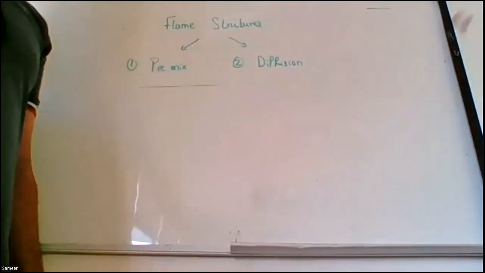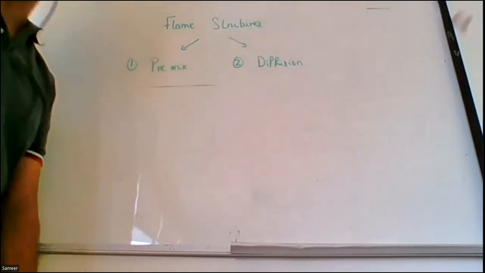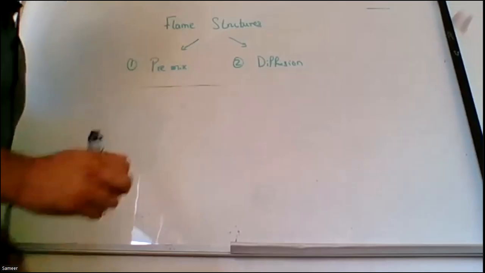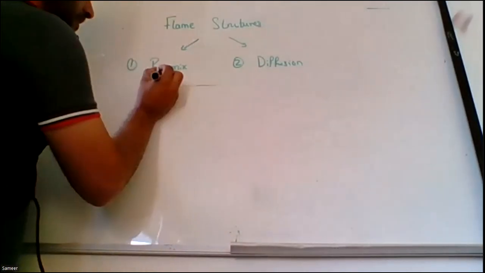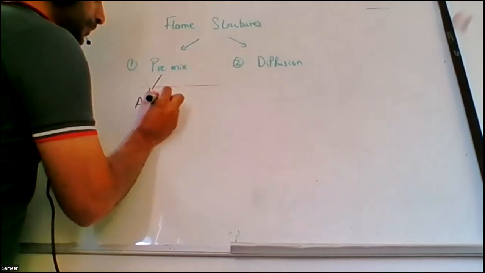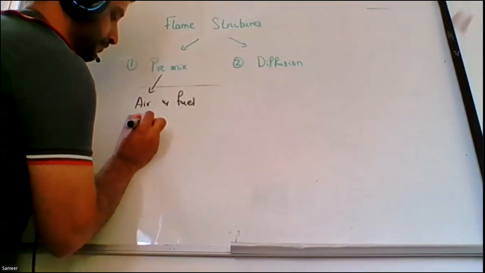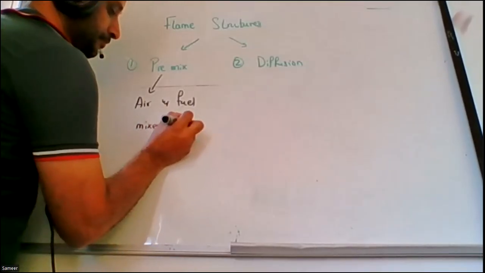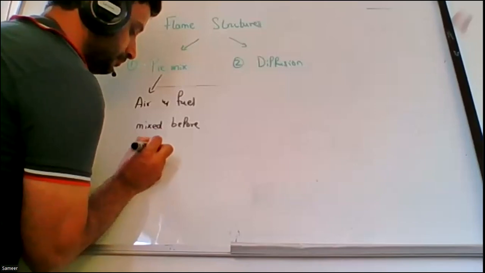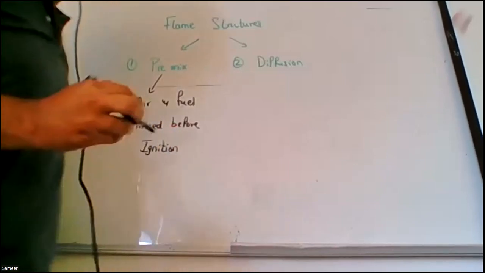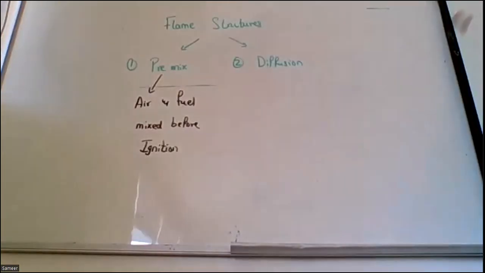Pre-mixed flame: from the name itself, pre-mixed means there's a mixture before the reaction. Pre-mixed flames are those flames in which air and fuel are mixed before ignition in a controlled manner, like in combustion engines. Air and fuel are mixed, and then an ignition source is available to control the amount of heat.